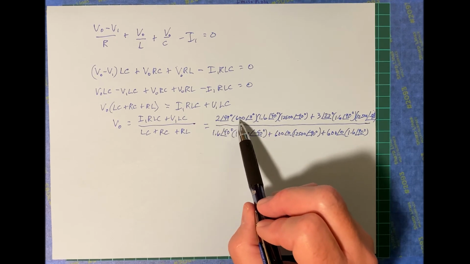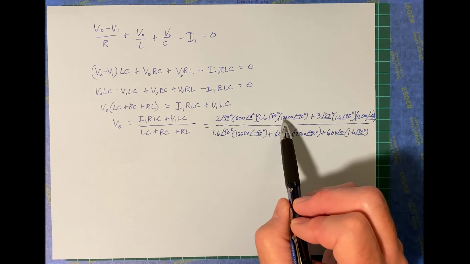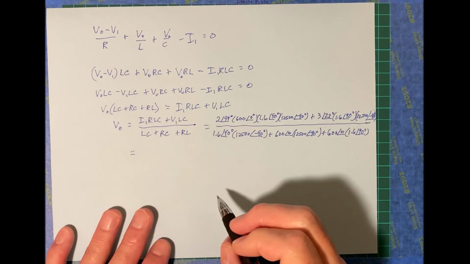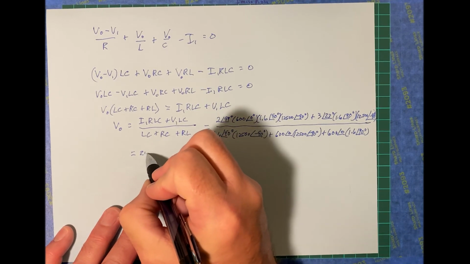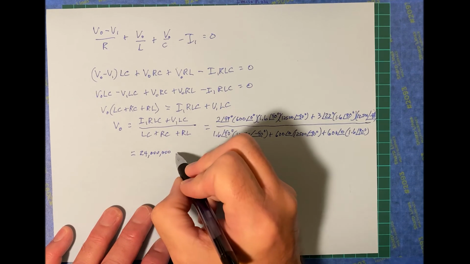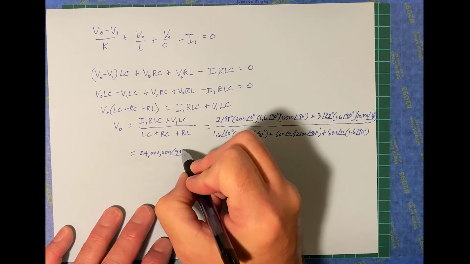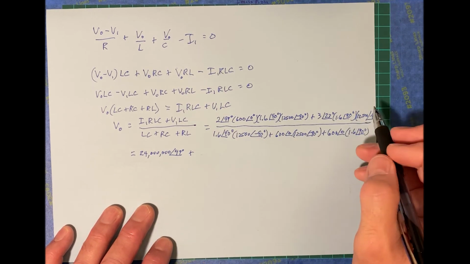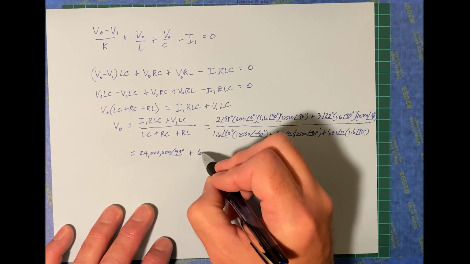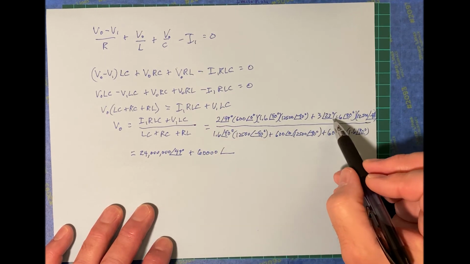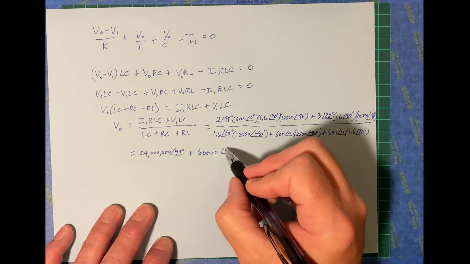But it's going to be 2 times 600 times 1.6 times 12,500. If I've done my arithmetic correctly, that's 24 million angle 49 degrees. Plus, now this turns out to be 60,000 angle 23 plus 90 minus 90, 23.